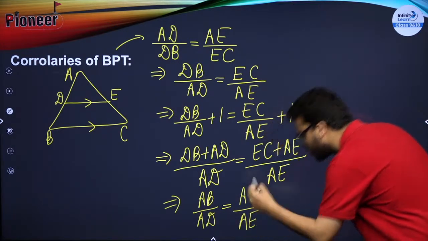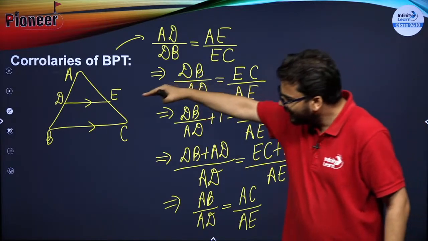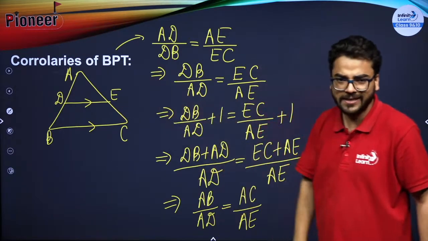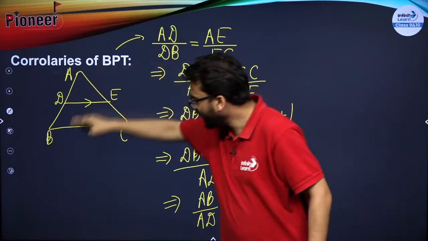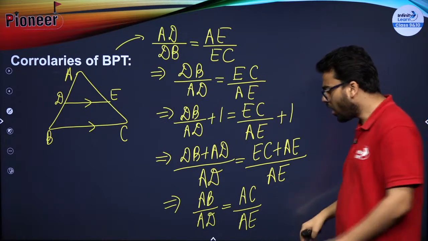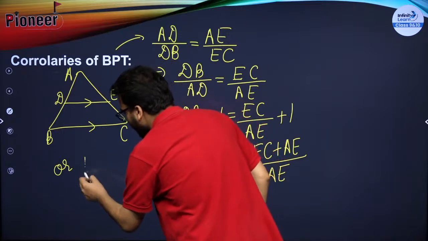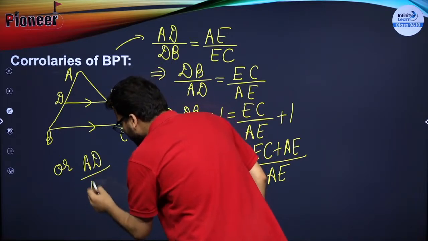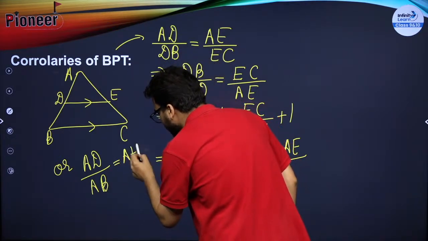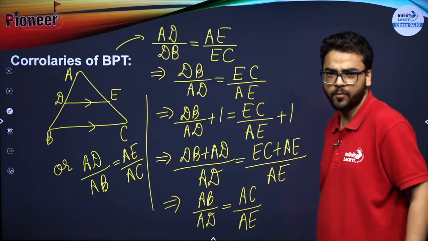So guys, this is also a corollary of the basic proportionality theorem, that if you have got a triangle ABC and DE is parallel to BC, where D is a point on AB and E is a point on AC, you can say over here that AB by AD is equal to AC by AE. That can also be said, or you can take its inverse as well. You can basically say over here that AD by AB is equal to AE by AC using the basic proportionality theorem. This is a corollary of the basic proportionality theorem.